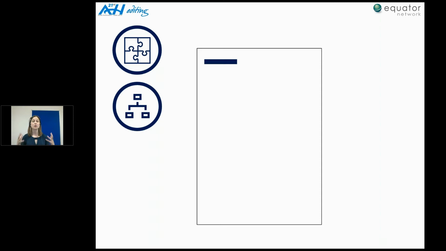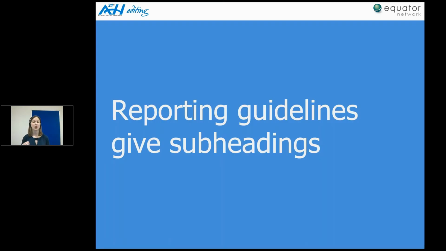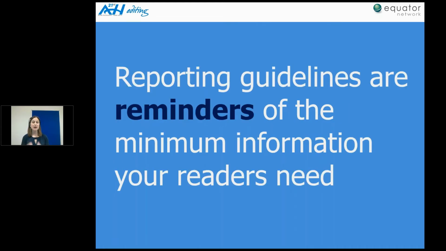And that's where your reporting guideline becomes so helpful. The reporting guidelines give you your subheadings. And as we said last week, reporting guidelines don't say a lot about your introduction and your discussion, but they get into the nitty-gritty of methods and results, because what they're doing is reminding you of the minimum information your reader needs to understand your study.